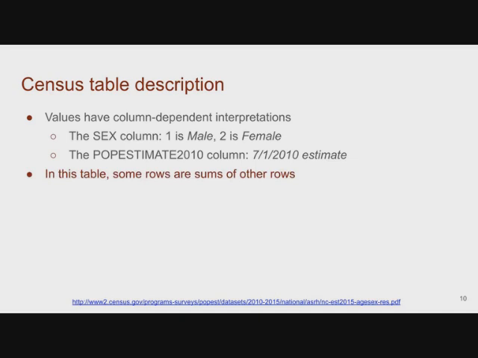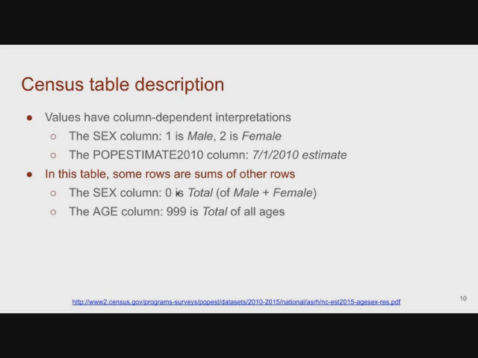In this table, some rows are actually going to be the sum. There's going to be some derived data from other rows. In particular, if the sex column is 0, which we saw when we looked at that title, that is going to be the total. It's going to be the male population plus the female population.